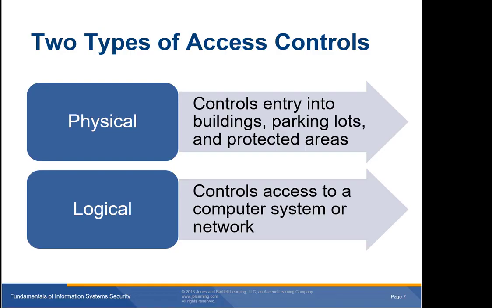Access controls generally fall into one of two categories, either physical access controls or logical access controls. Physical access controls control access to physical resources. They could include buildings, parking lots, and protected areas. For example, you probably have a key to the door of your office. This key controls the physical access to your office.